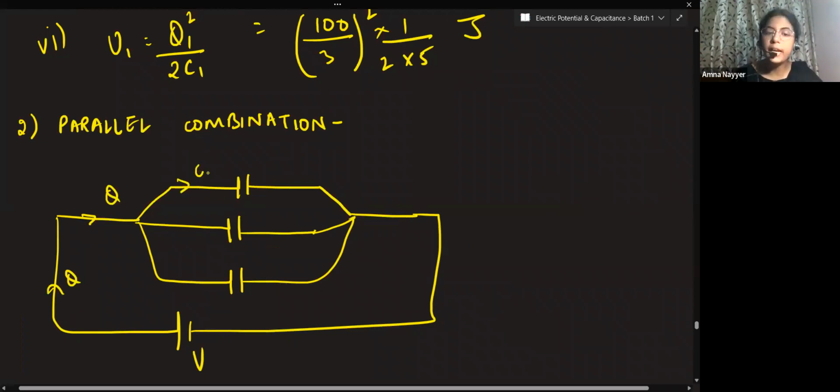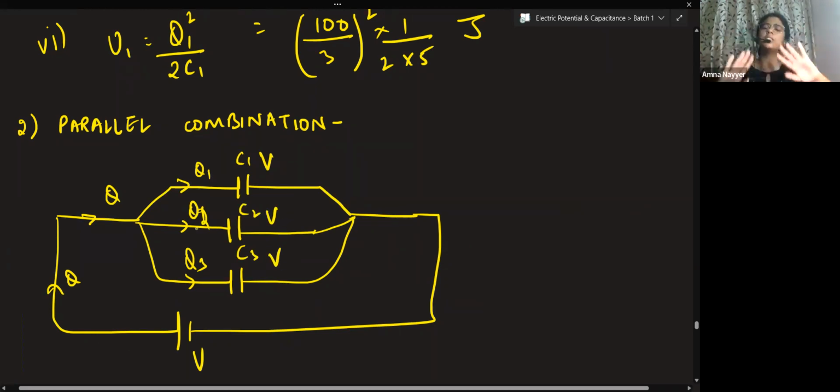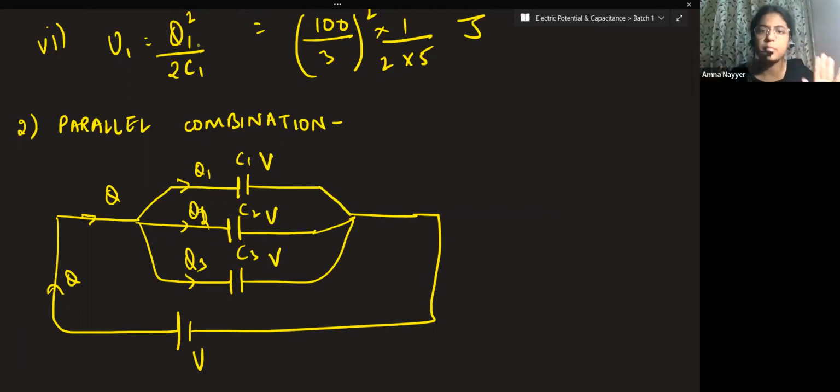The charges will get divided because branching has occurred. Let's say this is C1, this is C2, this is C3. But V will remain the same. Potential remains the same. Reason: V is there in the same wire till here, V is there in the same wire till here. Just remember, potential remains the same whenever you have parallel combination. So if you're not able to identify whether it is series or parallel combination, and you see the voltage is the same, it definitely means it's a parallel combination.